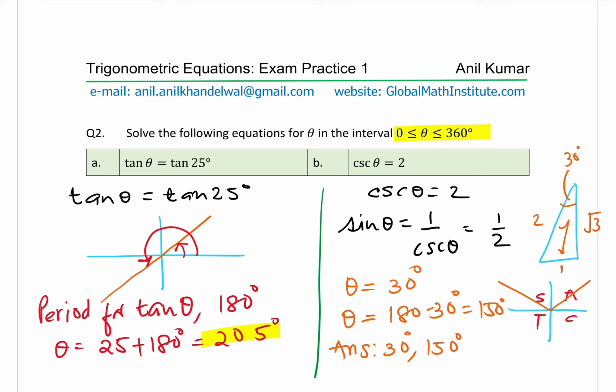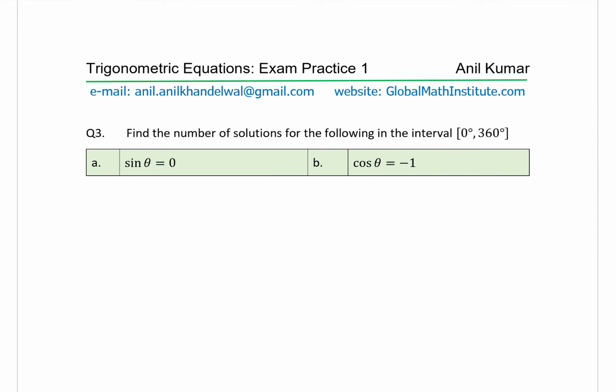So to get started, these are good examples. We have understood how to use special triangles and the CAST rule. Now let's move forward and do a different kind of question.